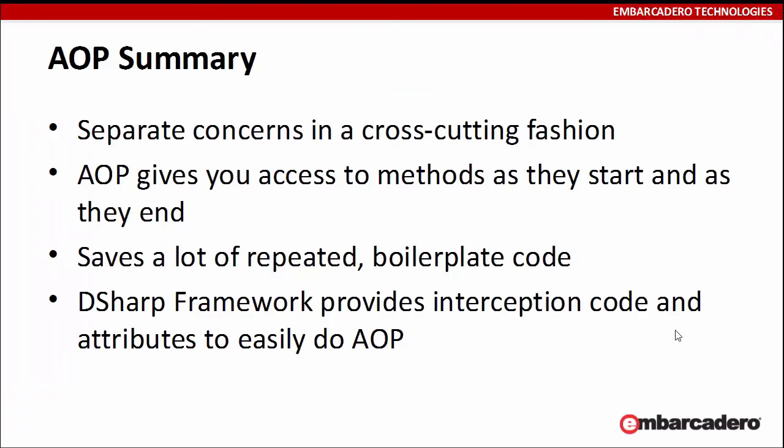So in summary, aspect-oriented programming allows you to separate your concerns in a cross-cutting fashion, horizontally as opposed to vertically. It gives you access to the methods as they start and as they end. It saves you from using a lot of repeated boilerplate code via the attribute feature, and the DSharp framework provides interception code on attributes to easily do aspect-oriented programming.